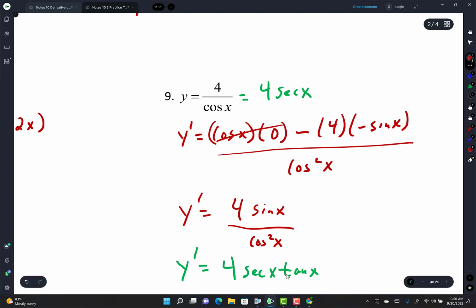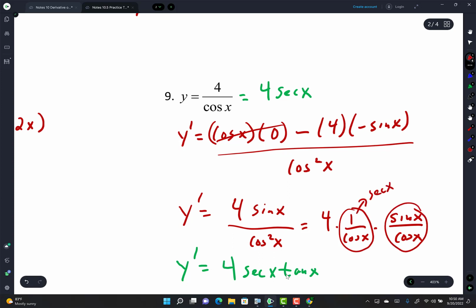We did it earlier. This can be written as 4 times, I'm going to write the cosine x by itself, 4 times 1 over cosine x times sine x over cosine x. Yes or no? Look at this. 1 over cosine, isn't that secant x? And then sine x over cosine x, isn't that tan x? So there it is, 4 secant x tan x. Do you guys see that?